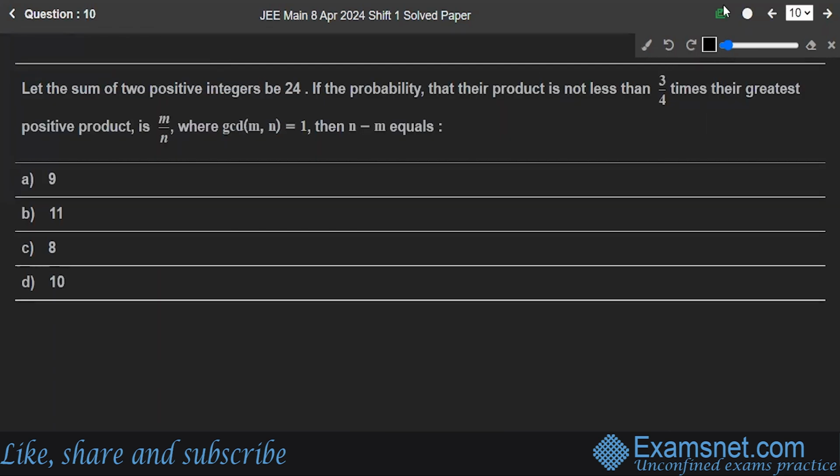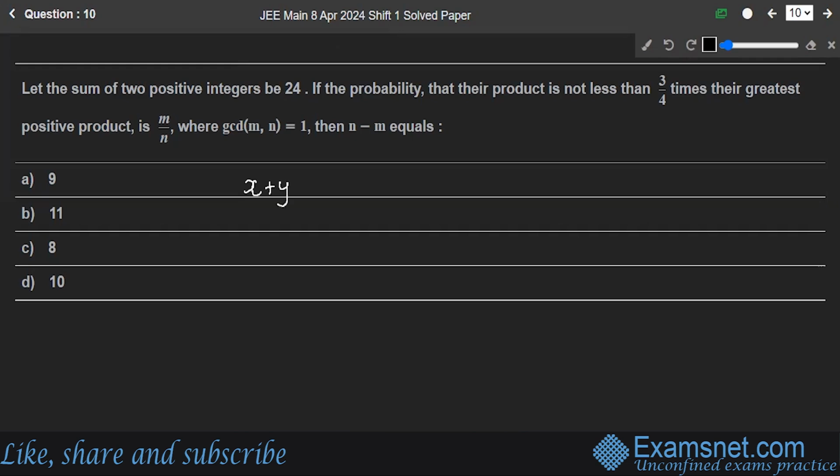Question number 10. Let the sum of two positive integers be 24. If the probability that their product is not less than 3 by 4 times their greatest positive product is m by n, where the greatest common divisor between both of them is 1, what is the difference between the two? So let the two numbers be x and y.